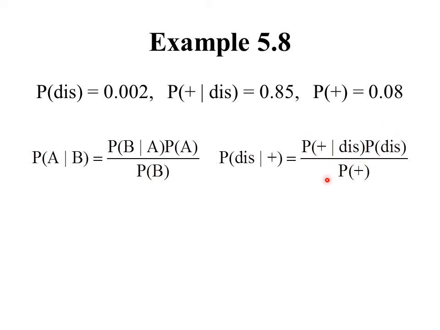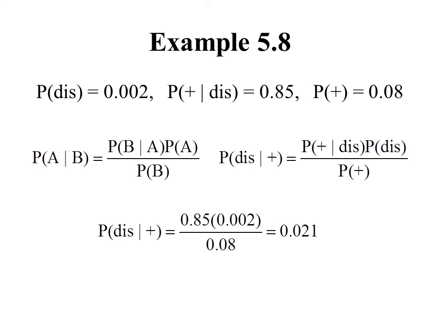Now these three probabilities on the right we were given in the problem. And so all we need to do is plug things in. The probability that we have the disease given that we've tested positive is 0.85 times 0.002 divided by 0.08, and then we do that arithmetic and we get 0.021. So that's the probability that you have the disease given that you have tested positive.